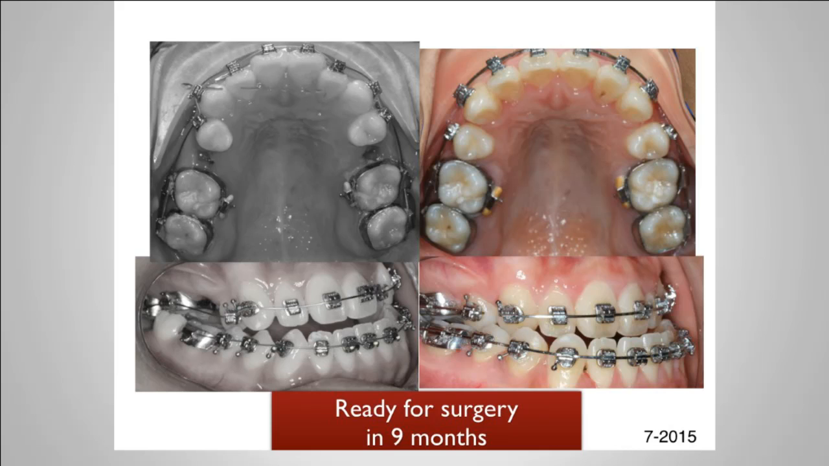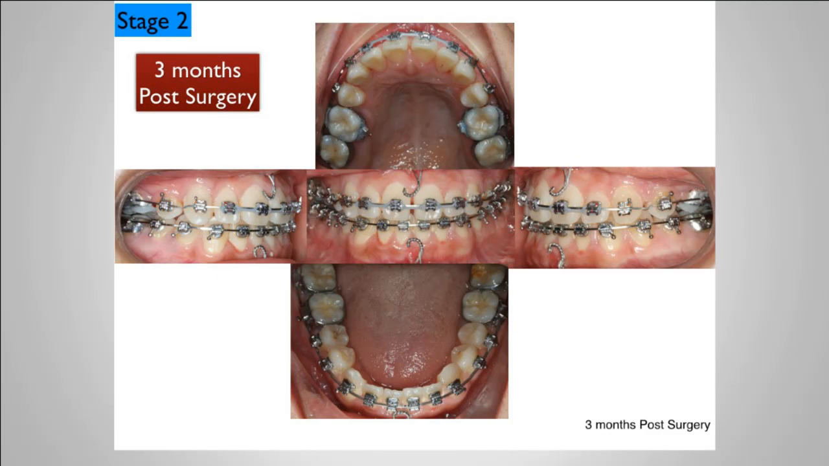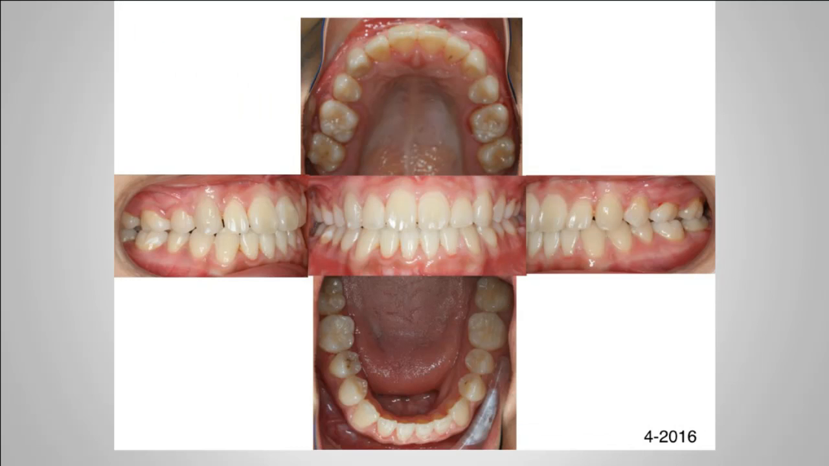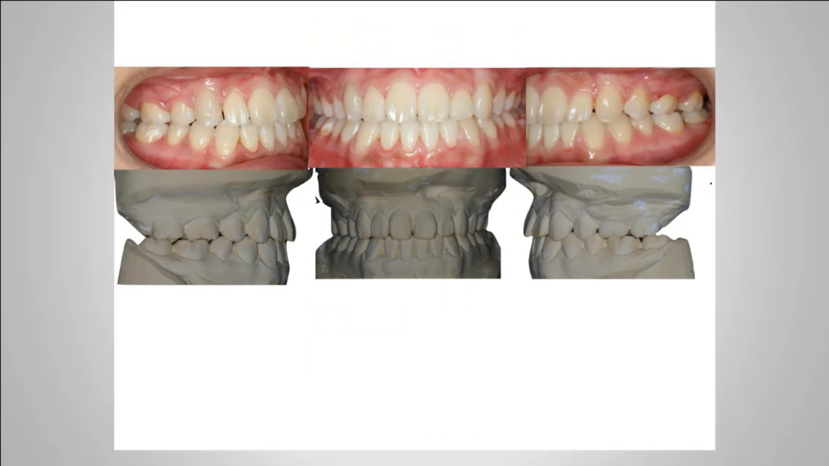Closing the space, improving the inclinations and angulations. Here she is 3 months post-surgery. So we have now 1 month prior to surgery, 3 months post-surgery where we're just letting the pieces settle and heal. Here's our first arch wire, stage 2, doing a little space closure as it opened up at post-surgery. And we're finished. A few months in stage 3 and the case was complete.